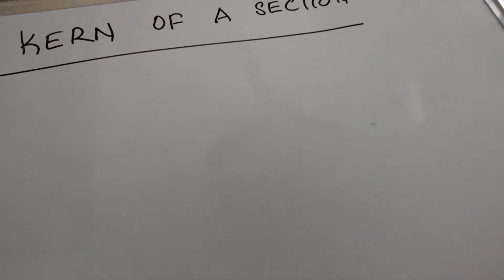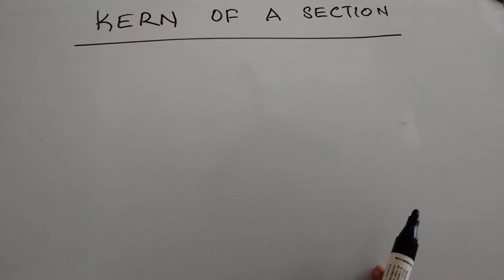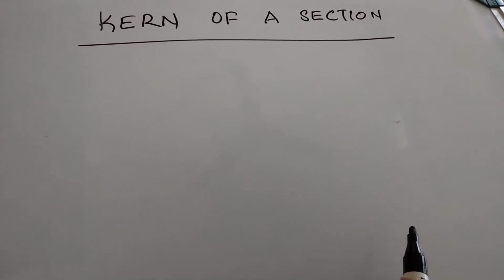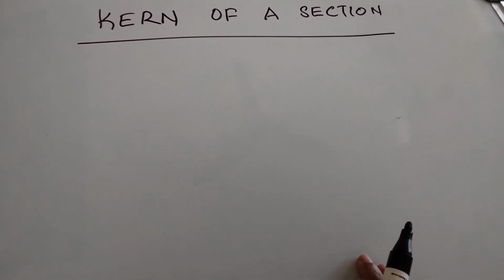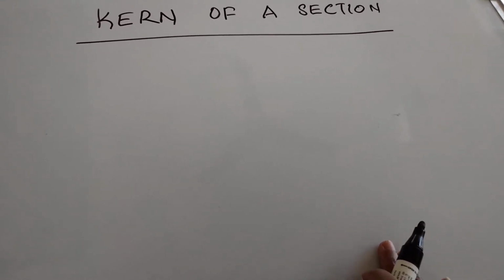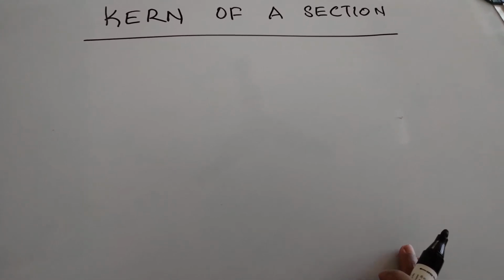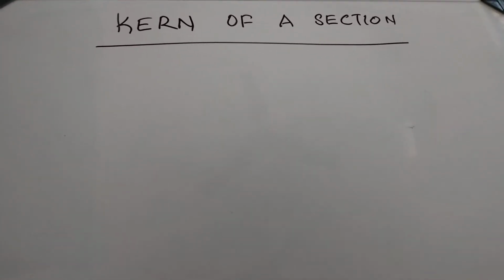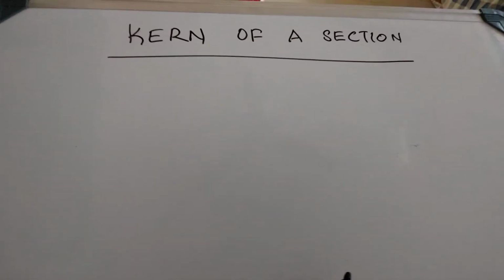The next term is kern of a section. Kern of a section is the region in the cross section of a short column such that when eccentric load acts within this region, the tensile stress will not develop anywhere in the cross section of the column. The shape of the kern of section depends upon the shape of cross section of the column. That means there will be no tensile stress even if the eccentric loading is acting.